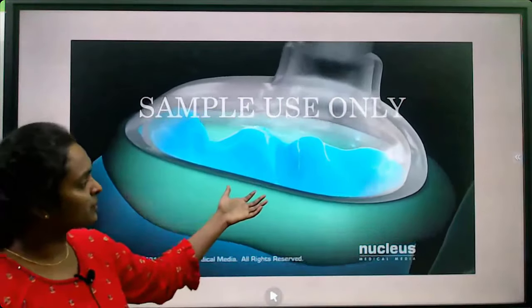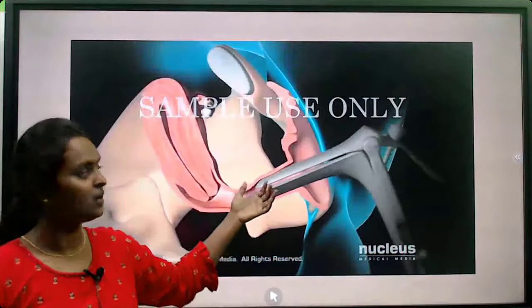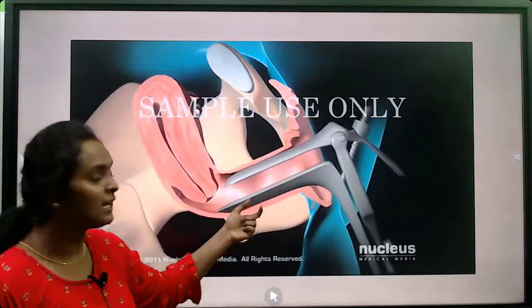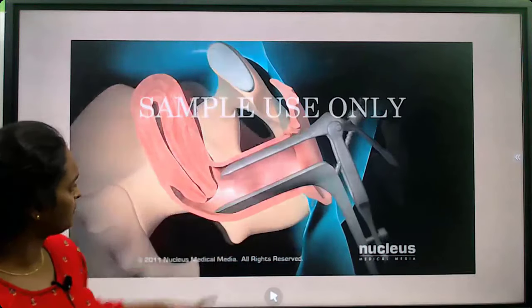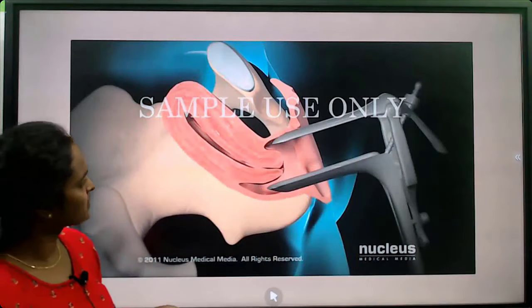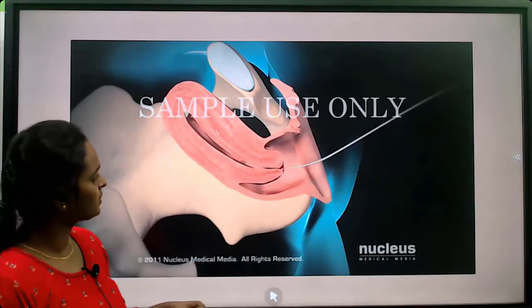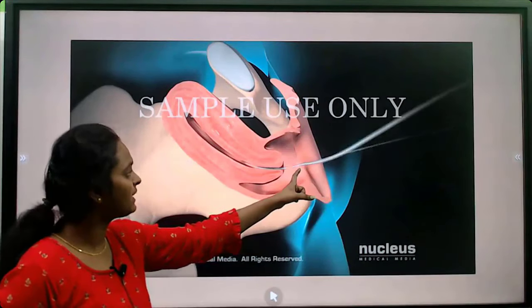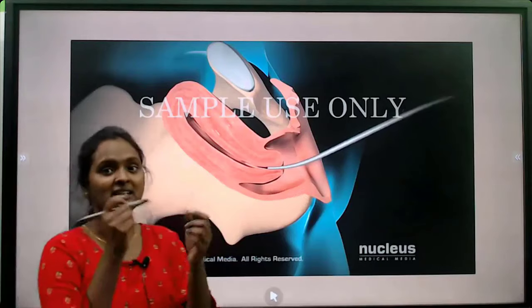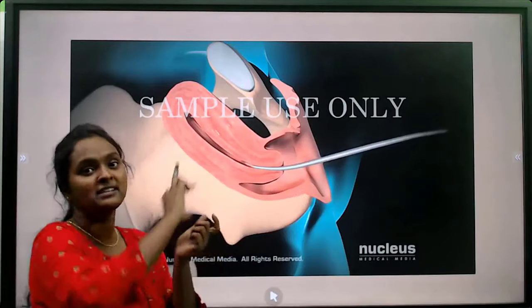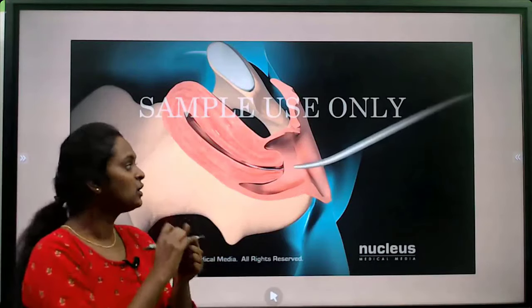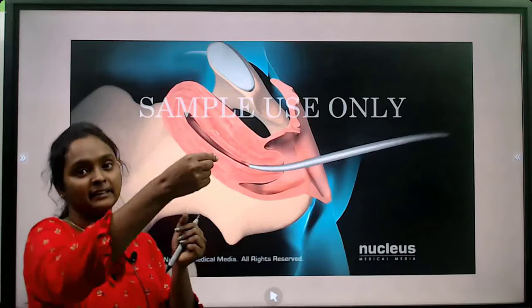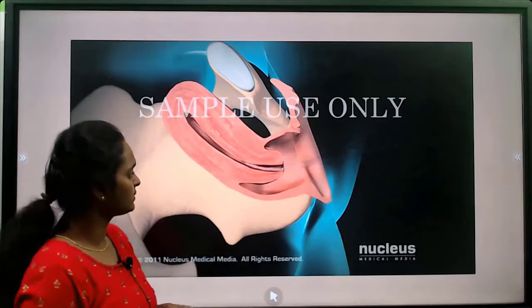Here they are giving general anesthesia. By using the Cusco speculum, they are dilating the vagina. This is the cervical dilator. There are different sizes of cervical dilators. First they insert the small one, and slowly the size is increased to dilate the cervix.